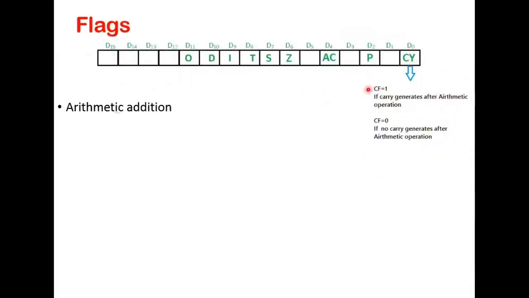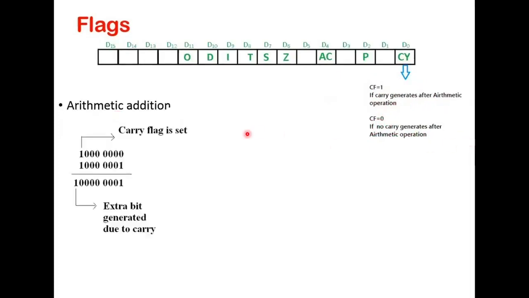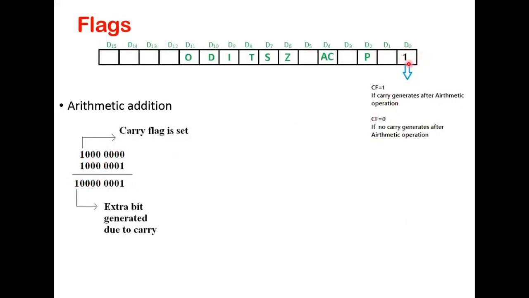First one, carry flag. If the carry flag is 1, then a carry was generated after the arithmetic operation. If the carry flag is 0, then no carry was generated after the arithmetic operation. So we have taken one example. See, in this example we are adding the values. After adding the values, we are getting a carry here. So immediately your carry flag becomes 1. Because carry is generated after the arithmetic operation, here we performed a binary addition, right? After addition we got the carry, so your carry flag is indicating yes, carry has been generated after the arithmetic operation.